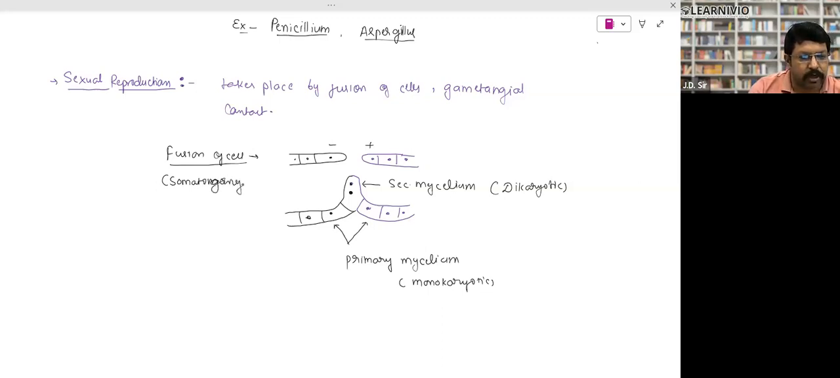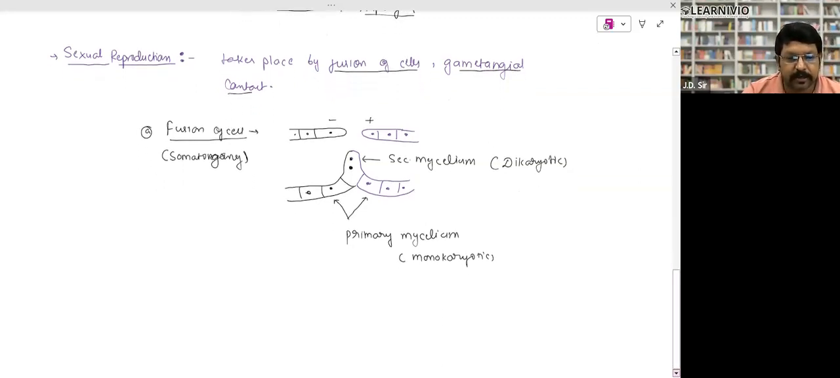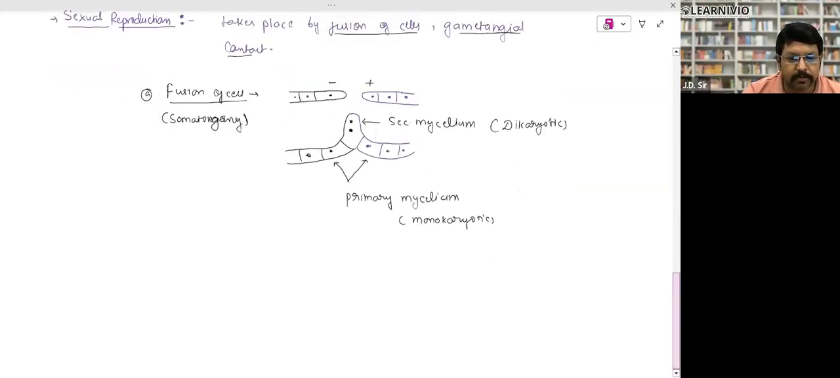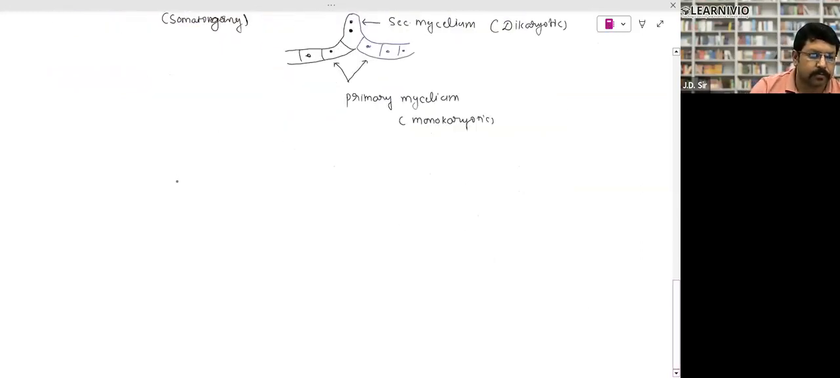So that is the first kind of sexual reproduction. Second kind of sexual reproduction: first I have told you that is the fusion of the cell. What is the second? Gametangial contact. Gametangial contact we have already discussed, but let's discuss it again. In gametangial contact, the male is called antheridium and the female is called oogonium. Right? So let's talk about that.